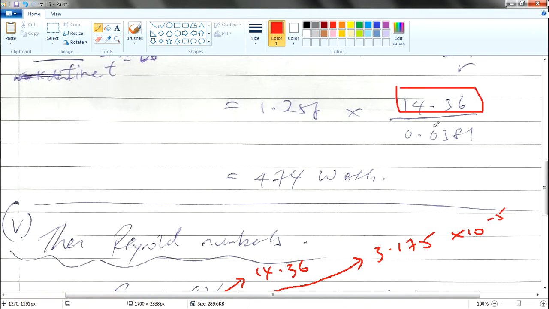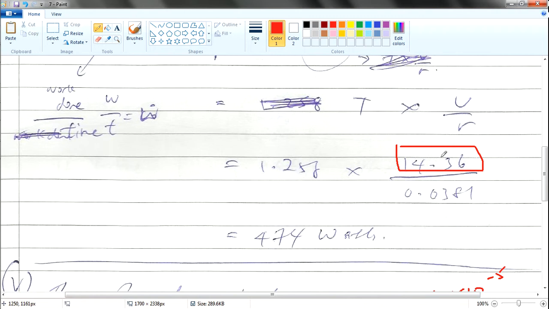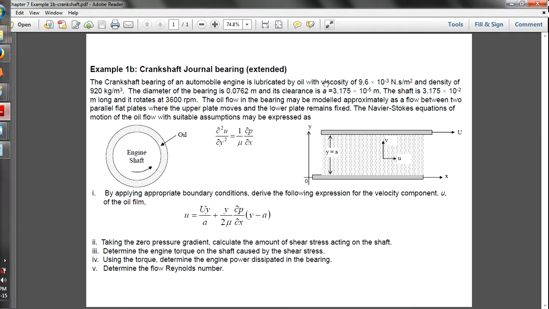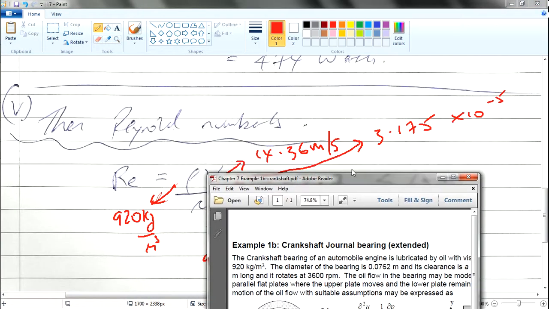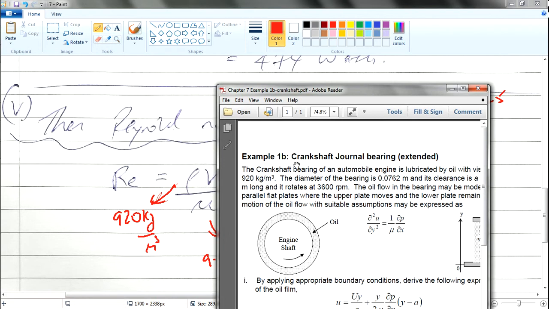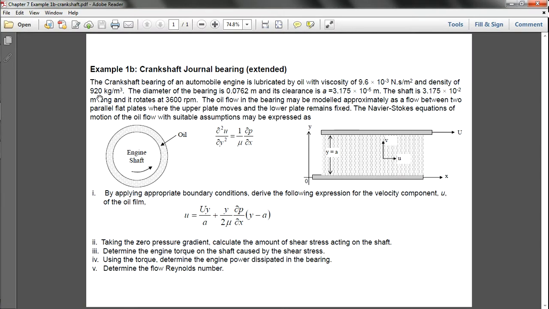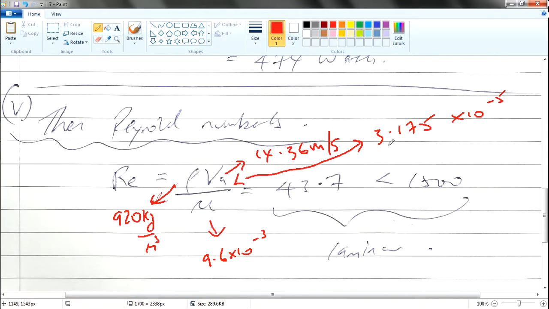Okay, so this is the velocity that we derived earlier. If you don't know why, you just press back a few minutes ago, I explained. Okay, so this is 14.36 meter per second. And then this is the viscosity, which is also given, 9.6. And then the density is actually 920 kg per meter cube. And then there is L over here.